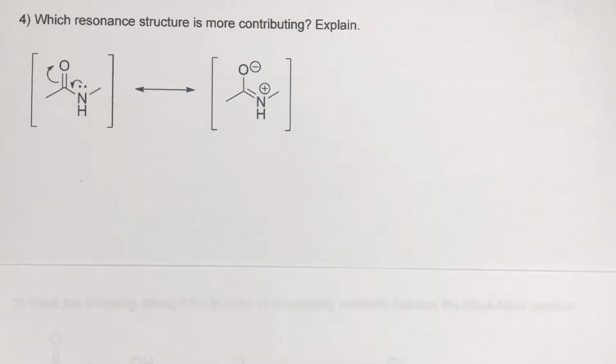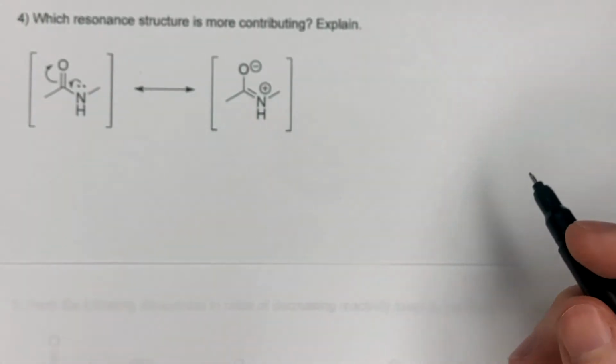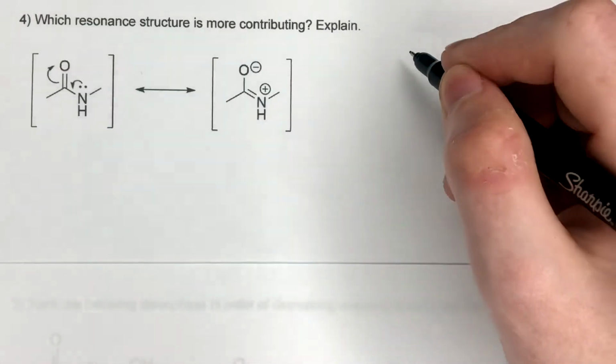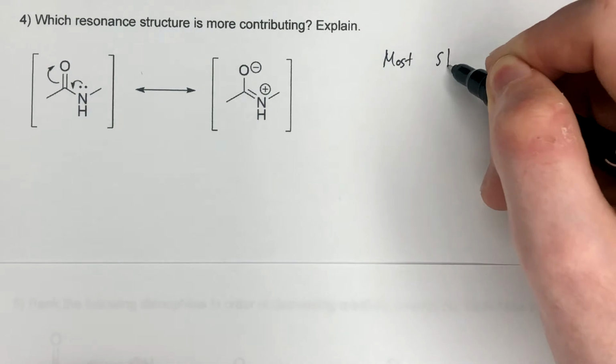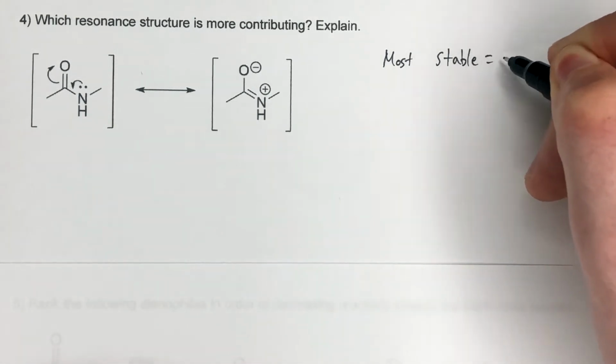All right, here we have our next set of questions. Question number 4 asks which resonance structure is more contributing, and then explain why. For contributing resonance structures, you're looking for the most stable. So the most stable resonance structure is therefore more contributing.